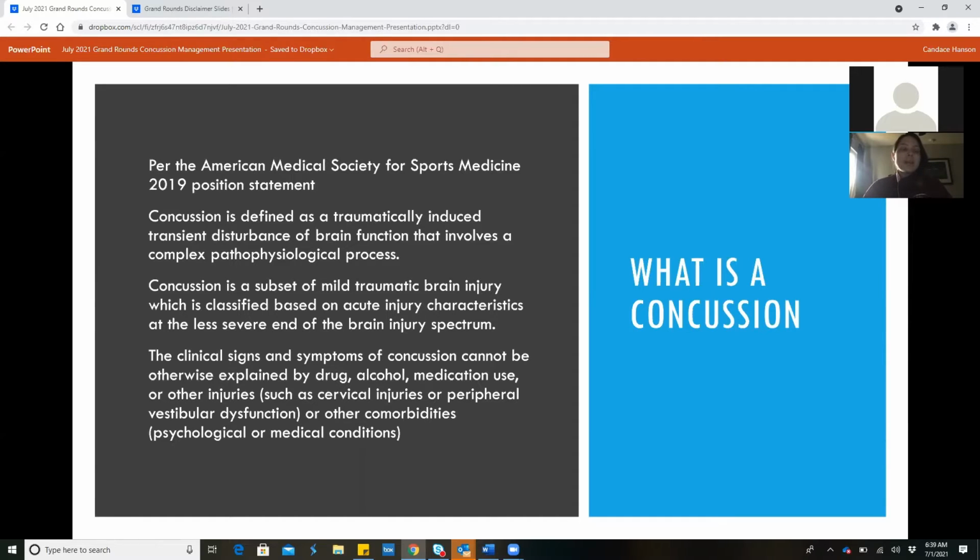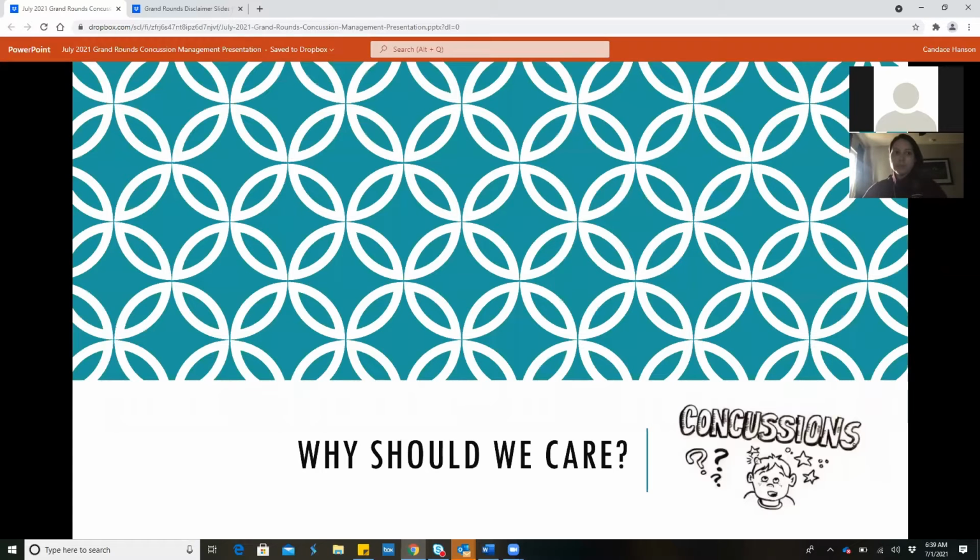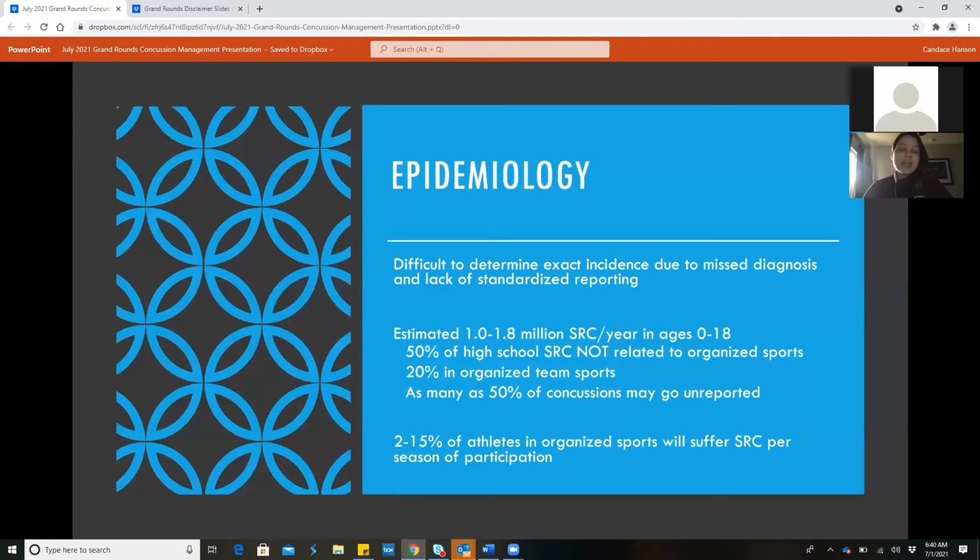The one thing about this specific definition, even the Berlin definition, is there's even debate whether we should consider concussion mild traumatic brain injury, or if it's a completely separate injury than traumatic brain injury, but that's definitely still open for debate. Next slide. So why should we care about concussions? Go ahead, next slide.